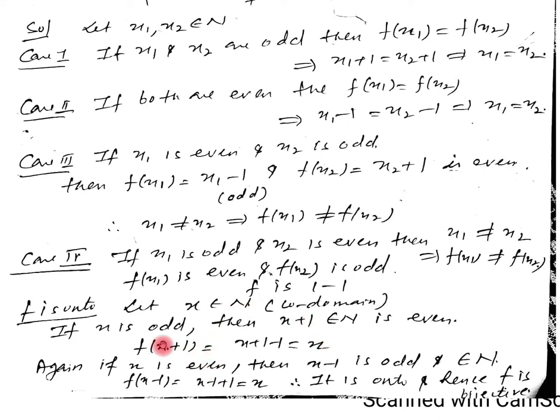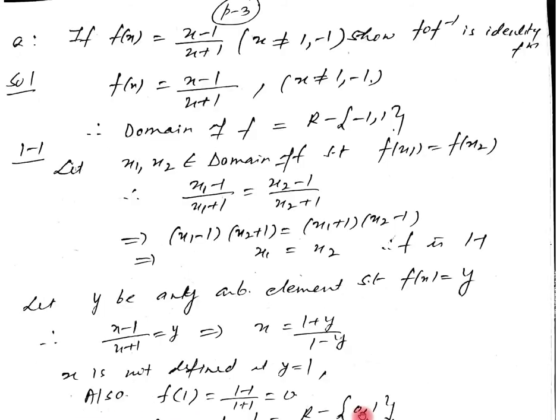And the image of that is the element itself that we have supposed here. So we can say the function is onto. Now here the function is 1-1 and the function is onto also. So we can say f is a bijective function. Now let us take another question.